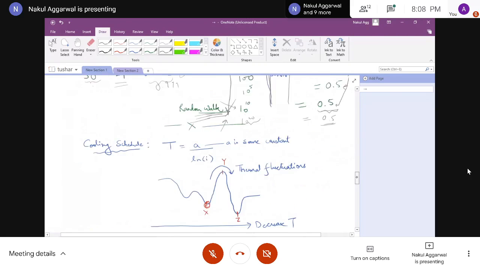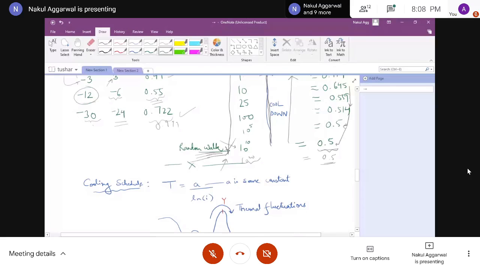So I would like to discuss one of the most popular cooling schedules that computer scientists take: they decrease the temperature as a by log of I, where I is the iteration number, basically your outer loop or convergence loop, and a is some constant. This is the cooling schedule, not effective for every problem for sure, but this is the standard one. I think this is mostly used for the traveling salesman problem.